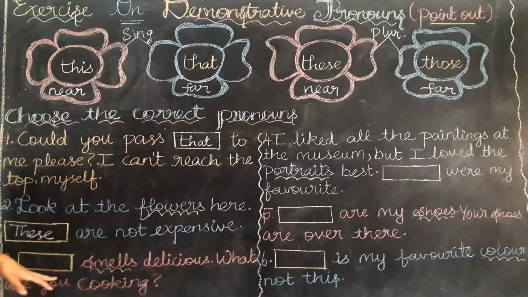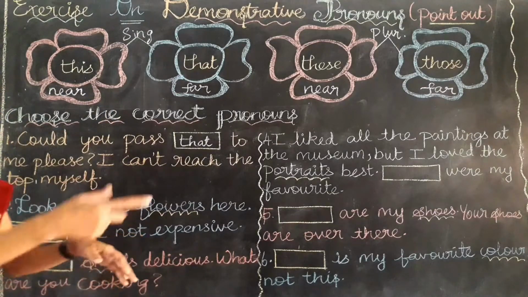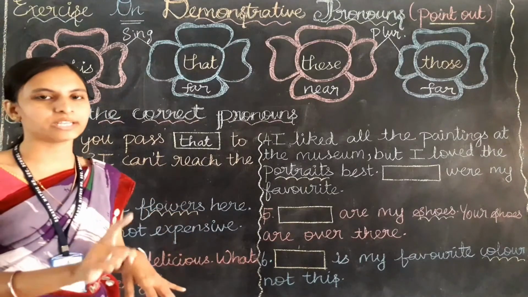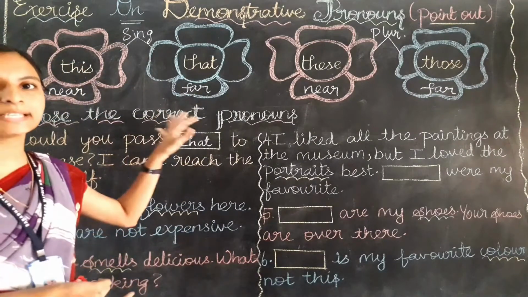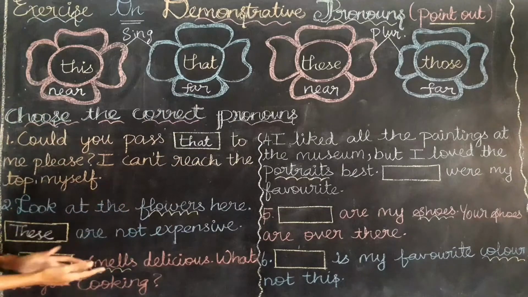Okay, they are asking. So now I am going to point out the cooking only. It may be only one dish. If one dish, it is singular. So for singular we use only this and that. So now the thing is nearby us.